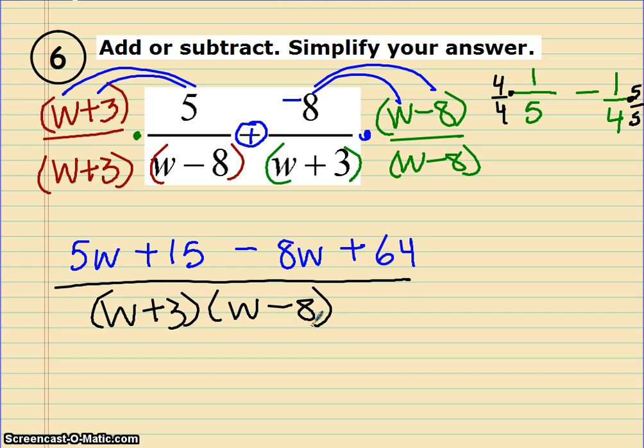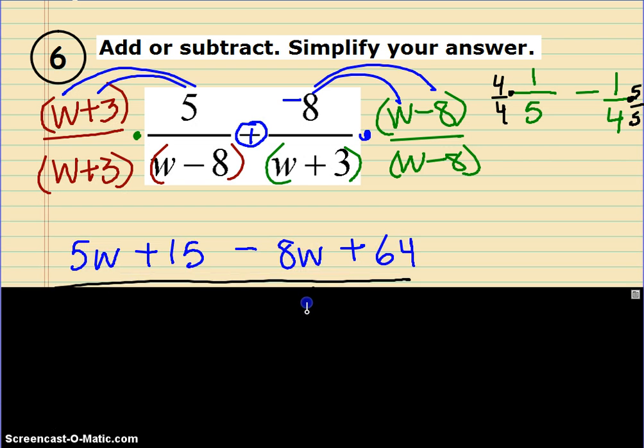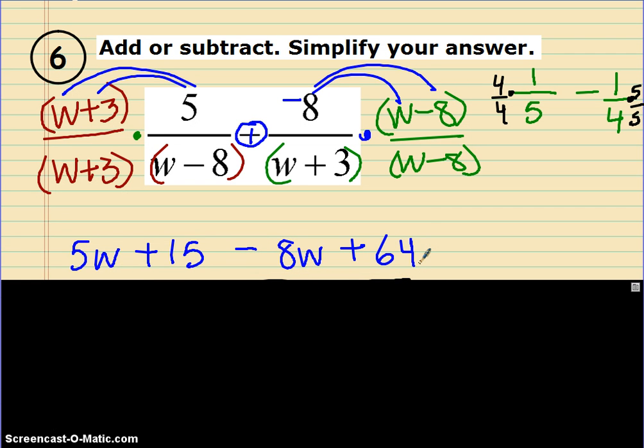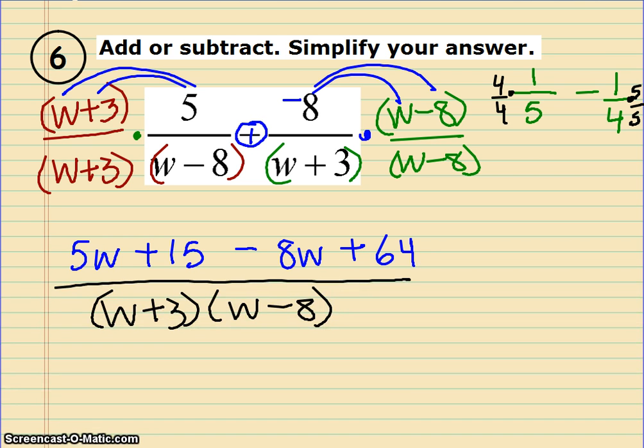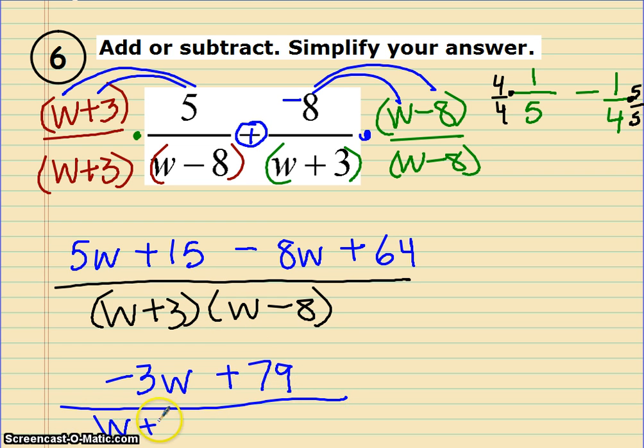And now what should I do? Well, looking at this problem, I might be tempted to do other things, but if we just pay attention to the numerator for a minute, in fact, I'm going to block everything else out, so we're only looking at that. If I had that as my problem, what would I do? Well, I would combine like terms. So that's what I'm going to do now, just combine like terms. My numerator, I'll have negative 3w and positive 79 over my denominator.